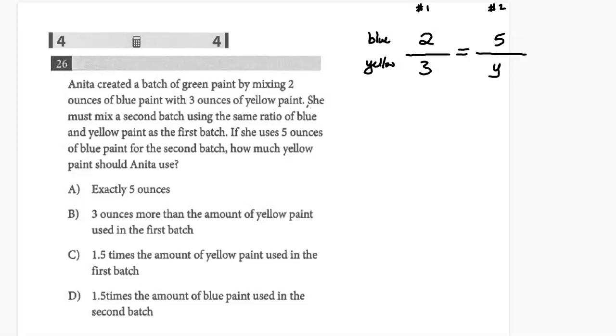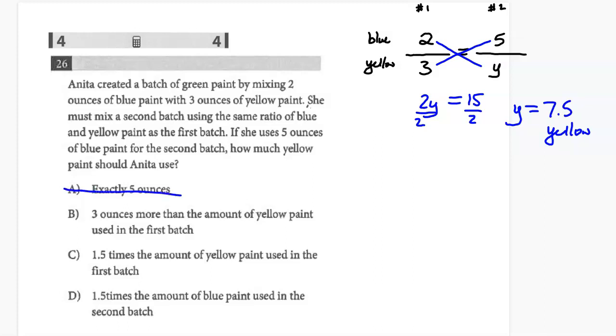Well, to solve these, you can always cross multiply. So I'm going to do 2 times y, 3 times 5, and divide both sides by 2. So we need to use 7.5 of the yellow. Well, I'm looking through here, exactly 5 ounces? No, it's supposed to be 7.5. 3 ounces more than yellow in the first batch.